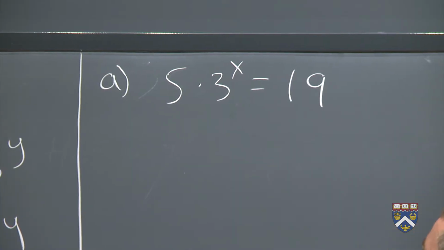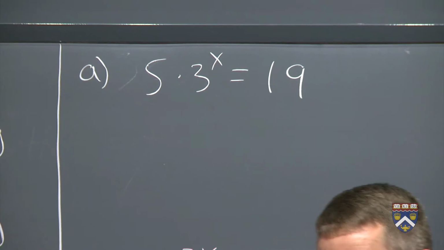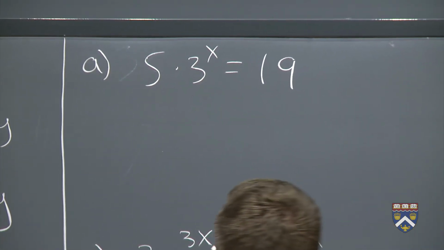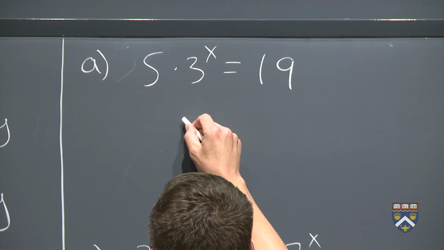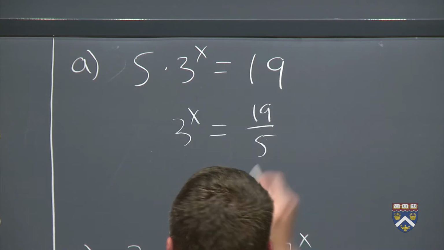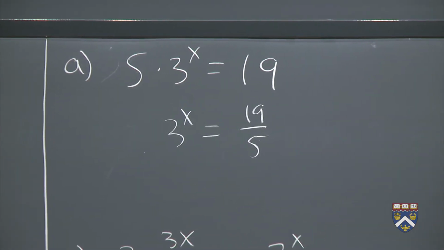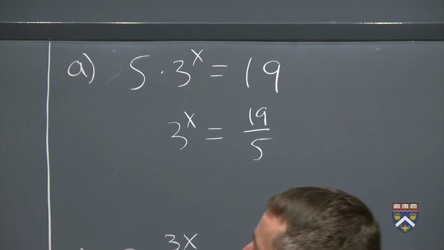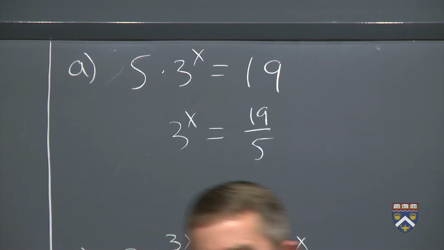Our first choice could either be to divide the 5 to the other side, or I could take a log right away. To me, it seems a little cleaner to divide the 5 to the other side. So I will get 3 to the x equals 19 over 5. And then I want to get the x out of the exponent. So I can take the log of both sides.